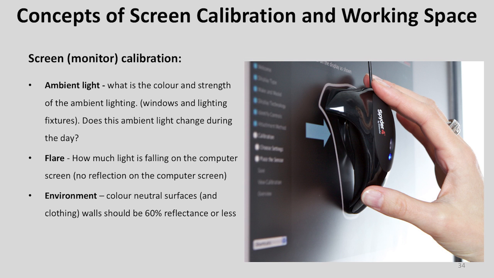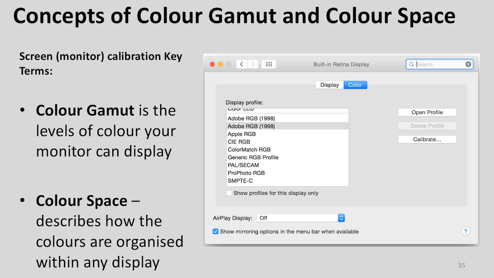Be aware of how colour is reflected from surfaces, including clothing, to the screen when editing. The work environment should be colour neutral. And if you're serious, you'll have a workspace with neutral grey walls with no more than 60% reflectance value. Your clothing should be the same, although as a rule I just wear black when working on my computer and editing. So let's look at some key terms you should know when talking about screen, that is monitor, calibration.